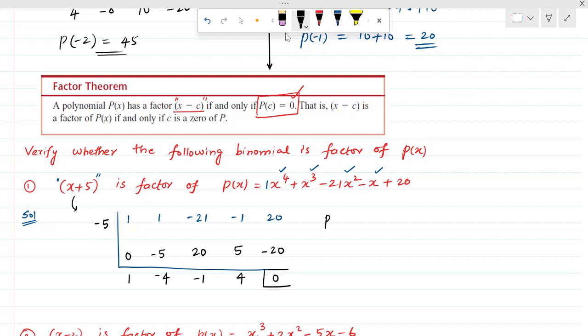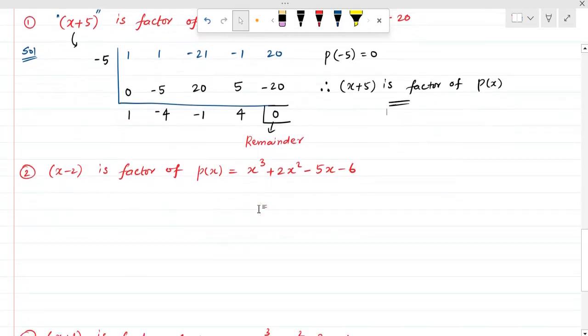Now I got it. P of minus 5 is equal to 0. That means that the remainder is 0. Whenever the remainder is 0, we will say it is a factor. Otherwise, it is not a factor of the polynomial. So I will say x plus 5 is a factor of p of x. If you do not get 0, I will say it is not a factor.